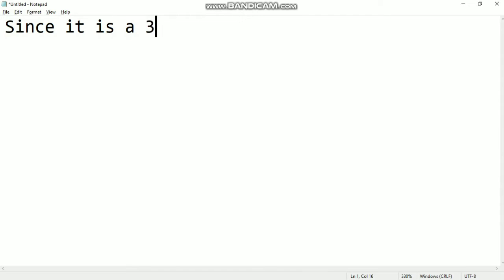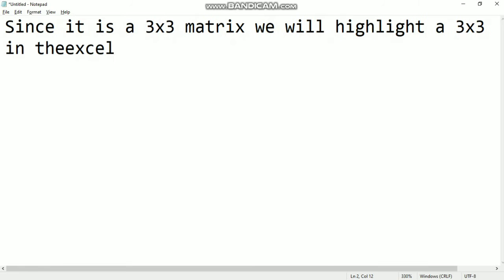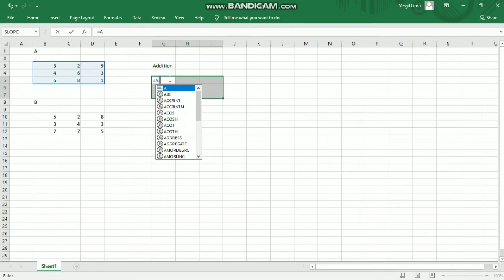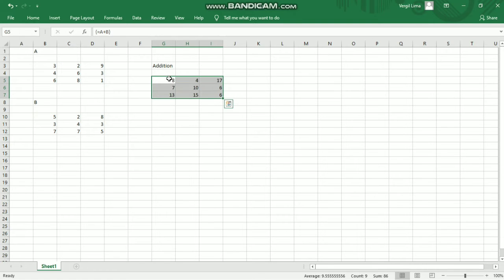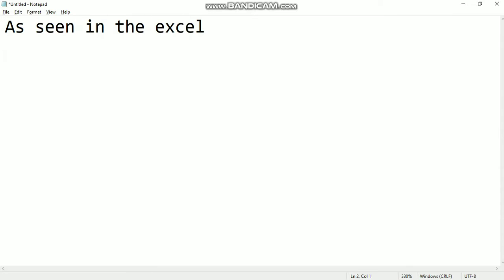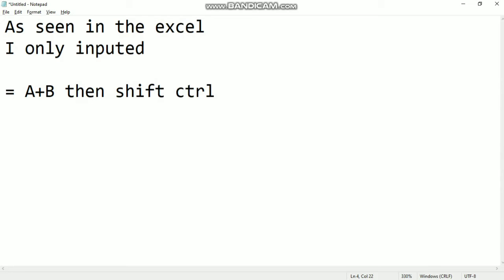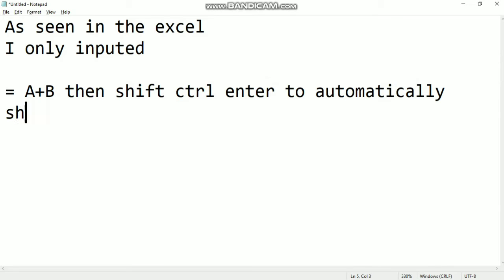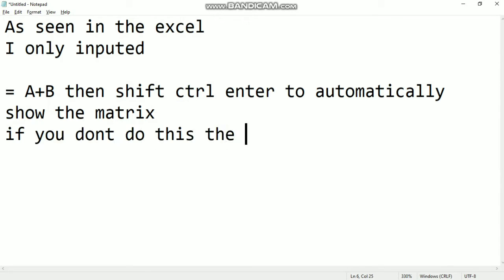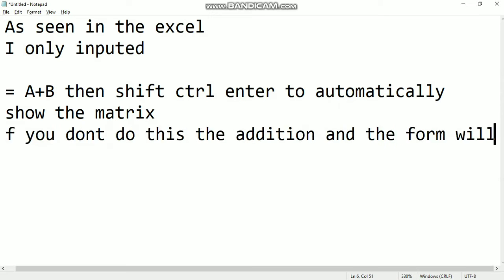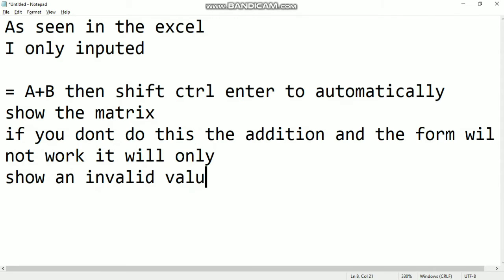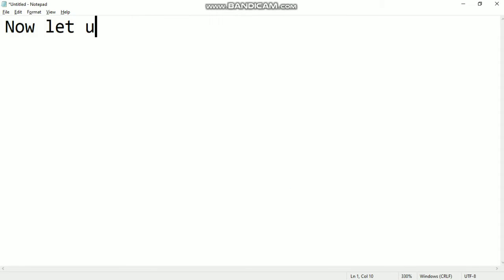Since it is a 3 by 3 matrix, we will highlight a 3 by 3 range of cells in Excel. As seen in the Excel, I only inputted equals A plus B, then Shift plus Control plus Enter to automatically show the matrix. If you don't do this, the formula will not work, it will only show an invalid value. Now, let us try the subtraction.